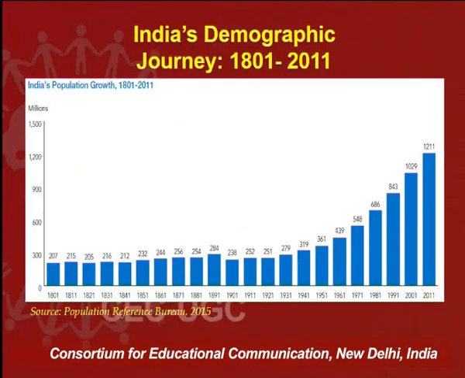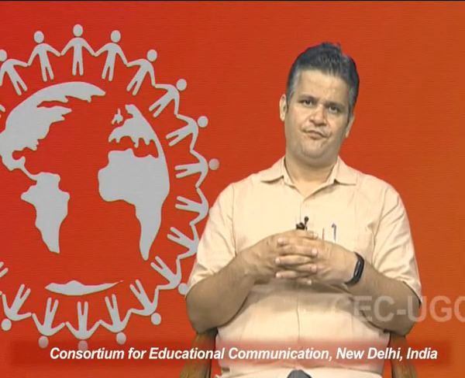Now let's take the case of India. Based on the census data of India since 1801 till the recent time, we see that India's demographic journey has been rather gradual and very interesting. At the time of independence, the population of India was roughly about 360 million, and today we are almost close to 1.4 billion people. So in the last 70 years or so, India's population has increased almost 4 to 5 times.